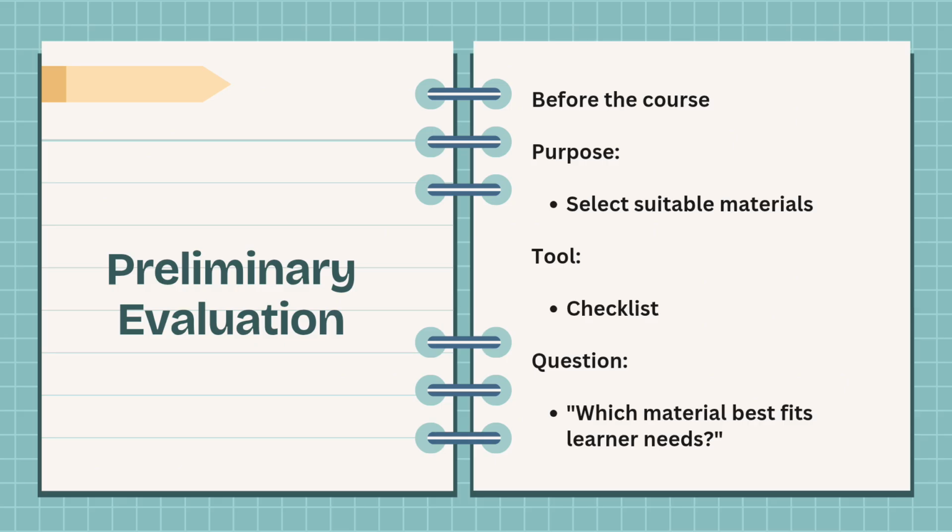Preliminary evaluation takes place before teaching begins. Its main purpose is to select the most appropriate material from the available options. Teachers usually use a checklist containing the features they want the material to have. These features are arranged according to priority. The goal is to choose materials that best match the learner's needs before the course starts.